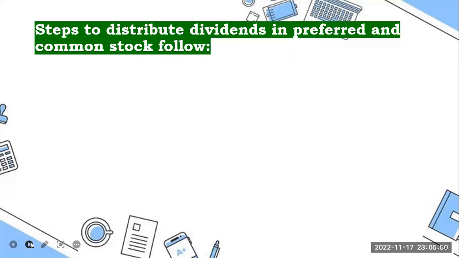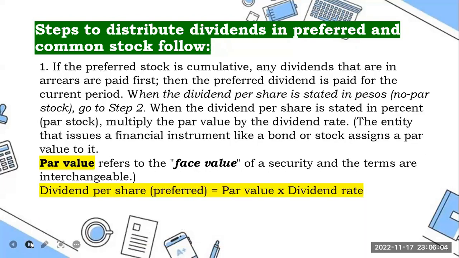Here are the steps to distribute dividends in preferred and common stock. Step 1, if the preferred stock is cumulative, any dividends that are in arrears are paid first. Then the preferred dividend is paid for the current period. When the dividend per share is stated in pesos, no par stock, so go to step 2. When the dividend per share is stated in percent or par stock, multiply the par value by the dividend rate.